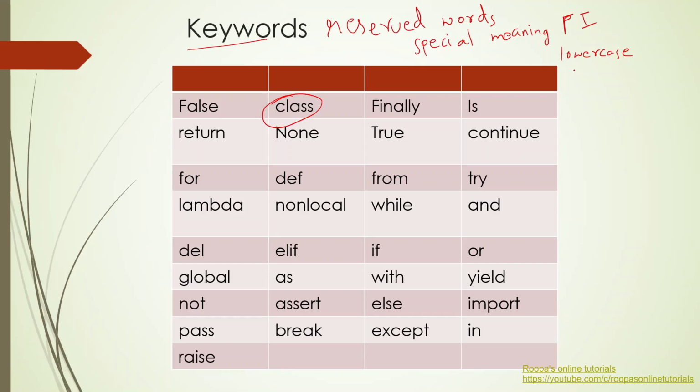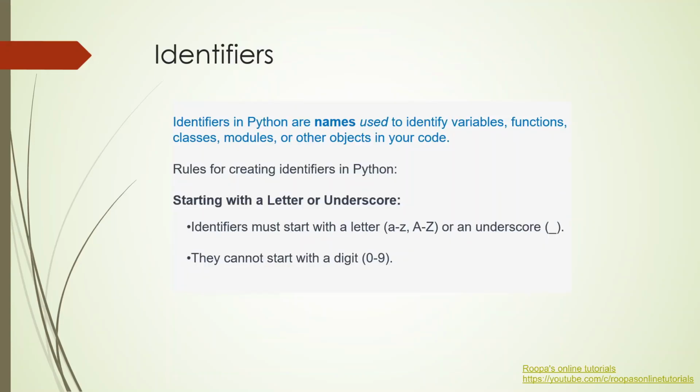Keywords cannot be used as identifiers. I'll be telling you what identifiers are in the next slide. So we have to remember that we cannot use keywords as identifiers. Identifiers in Python are the names used to identify the variables, functions, classes, modules, or other objects in your code. Just like you have an identity card, like maybe your driving license or your Aadhaar card or your voter's ID card, which tells about you. It gives details about you.